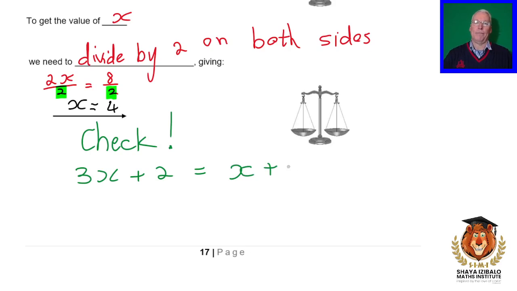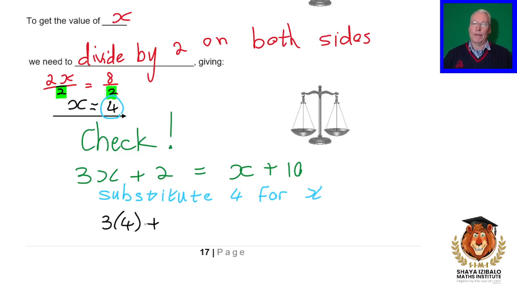X plus 10, sorry. Okay, now what we're going to do is substitute 4. That's our answer, 4 for x. Okay, let's see what we get. When we go 3 times 4 plus 2, that's what we get on the one side. On the other side, we get 4 plus 10.